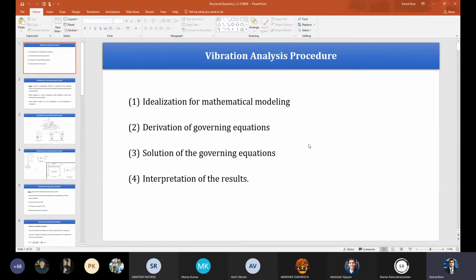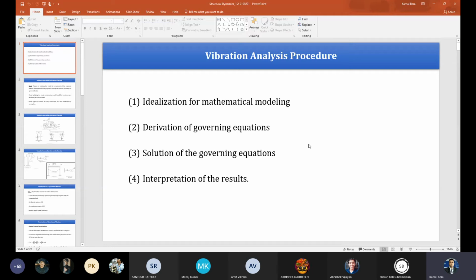Okay. So first of all, you know that our actual practical systems are very complicated, right? There are a lot of things there. So most of the time, you have to idealize it to develop the mathematical model. Okay. So some idealization should be there. Like the way I'm showing, right? This is a spring, this is a mass. So there is some system idealization.